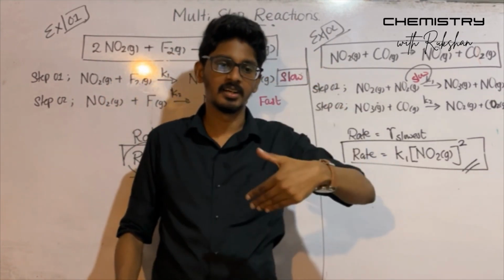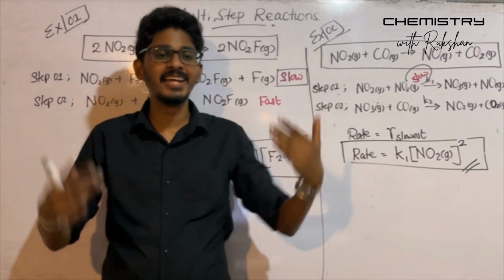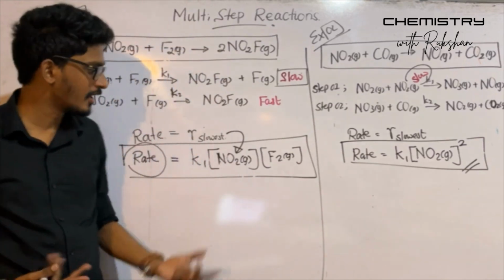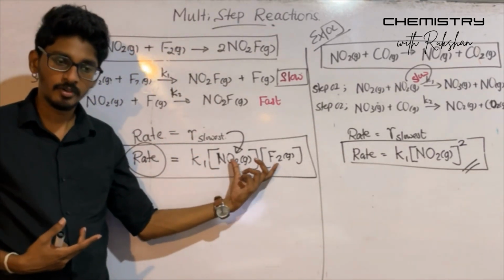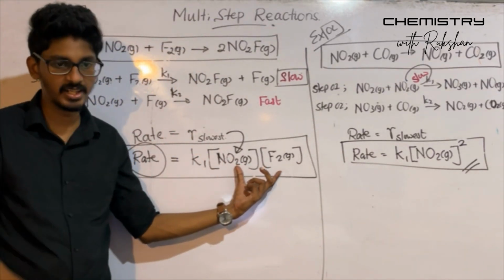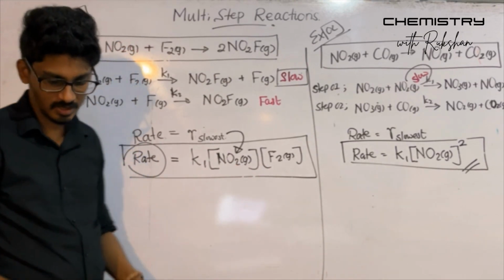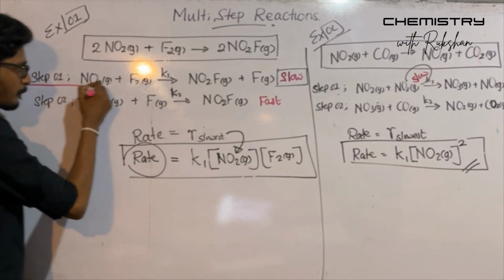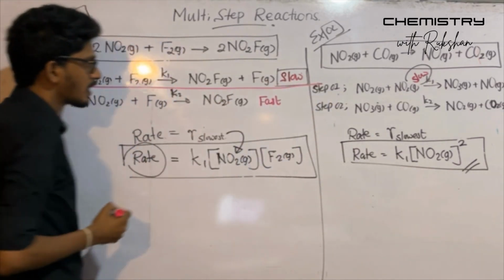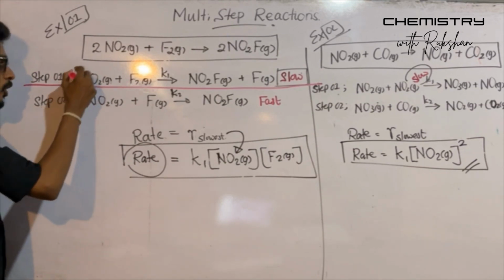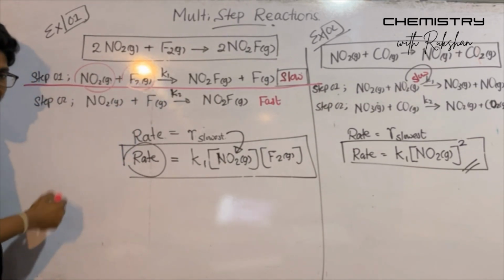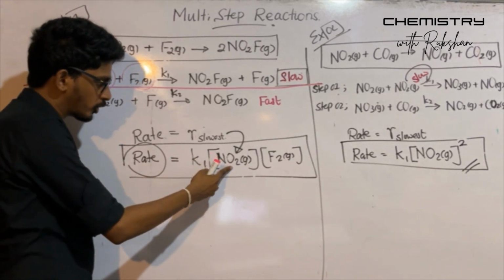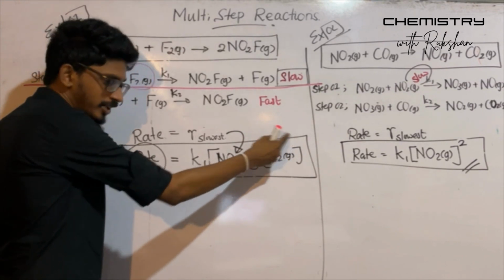If your reactant molecules are involved in your reaction after the rate-determining step, then those are not written in your rate law. That is the whole idea. See, at this slow step or prior to that, only one NO2 molecule and one F2 molecule are involved in the reaction. That is why the order of NO2 is 1 and the order of F2 is 1.